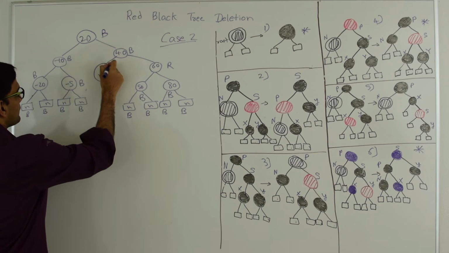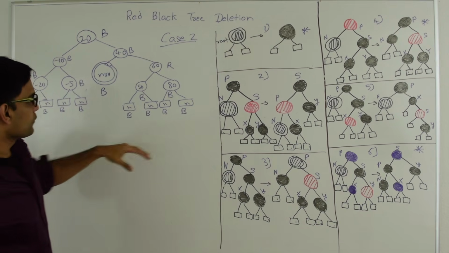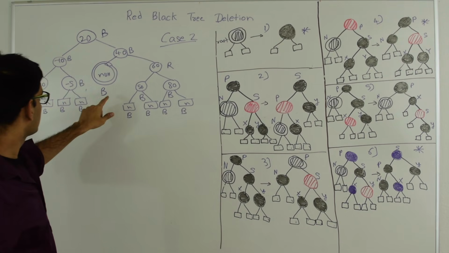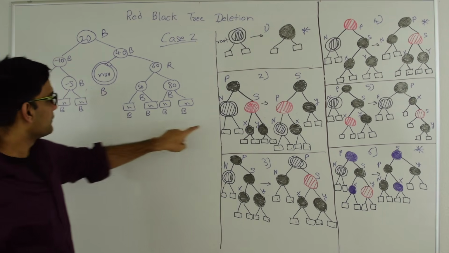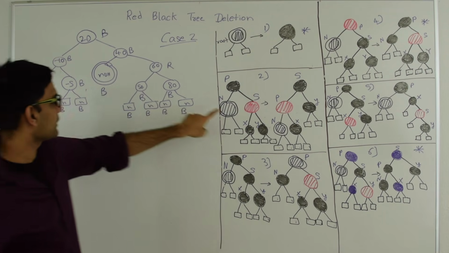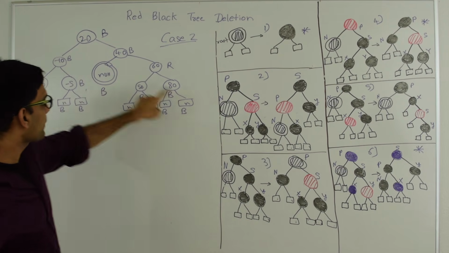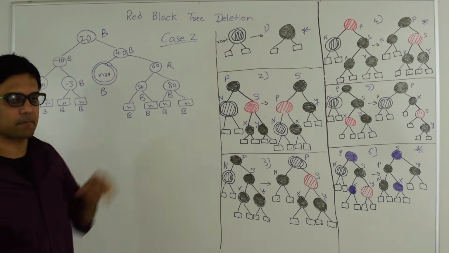So we replace it with one of its children, which is a double black node now. So now we see which of the conditions gets applied. This is not the root, so case 1 is not applicable. We come here: the sibling of this is red in color, the parent is black, and both the children are black. So case 2 is applicable.